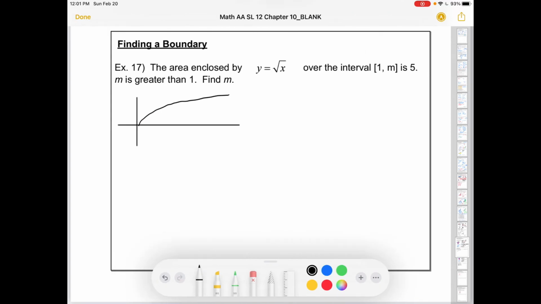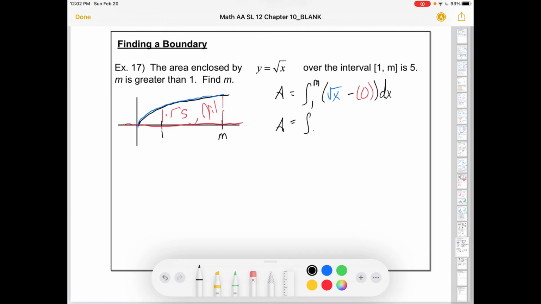We might also be asked to find a boundary. So here's y equals root x. And we know over the interval 1 to m, the area here is 5. We've already done ones that are similar to this before. So that means that we can set up one of these area statements. On the top, we've got root x. On the bottom, we've got y equals 0. That's what's bounding this curve. So we've got from 1 to m of top, which is root x, minus bottom, which is the function y equals 0, dx.